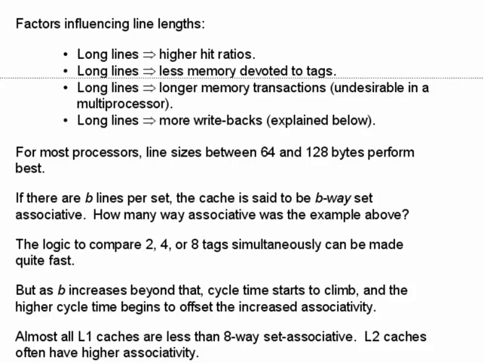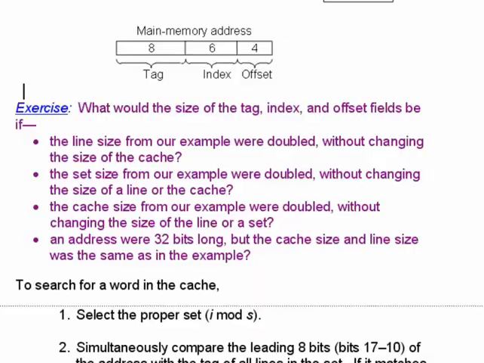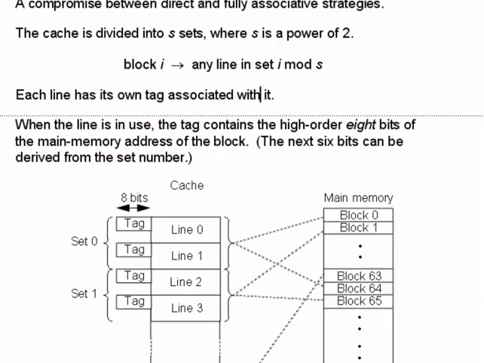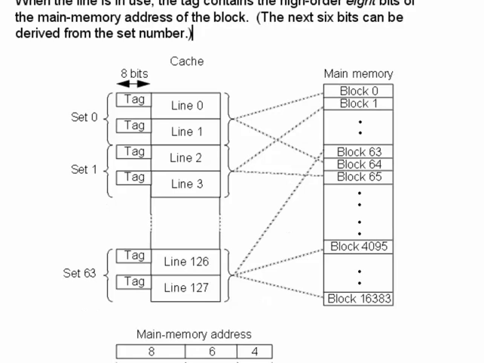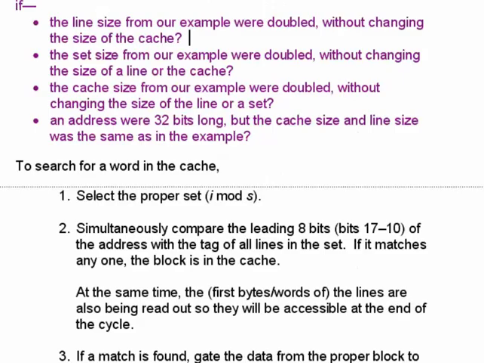And then I already gave you the definition of B-way set associative. That means there are B lines in each set. So how many way set associative is this example above, right there? Think about that for a minute. How many way set associative is that?